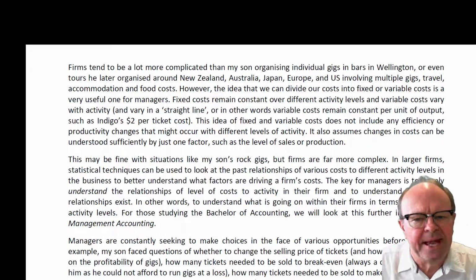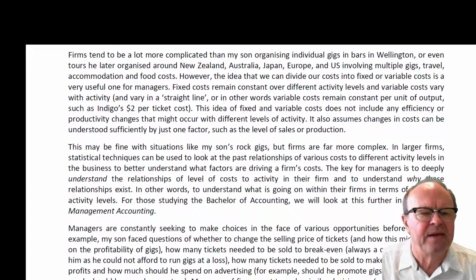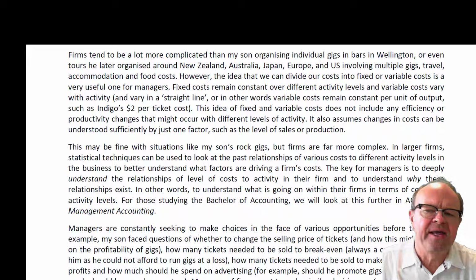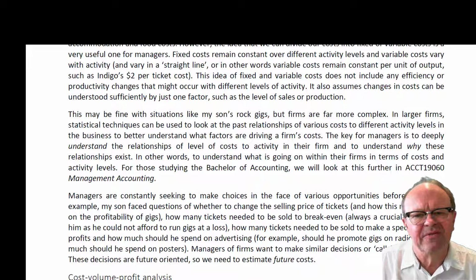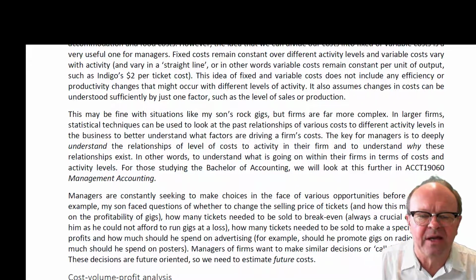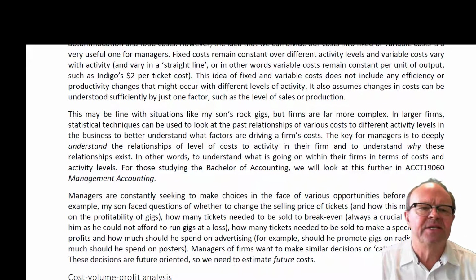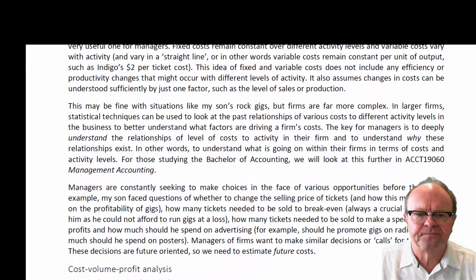Firms tend to be a lot more complicated than my son organising individual gigs in bars in Wellington, or even tours he later organised around New Zealand, Australia, Japan, Europe and US, involving multiple gigs, travel, accommodation and food costs. However, the idea that we can divide our costs into fixed or variable costs is a very useful one for managers. Fixed costs remain constant over different activity levels, and variable costs vary with activity and vary in a straight line, or in other words, variable costs remain constant per unit of output, such as Indigo's $2 per ticket cost.